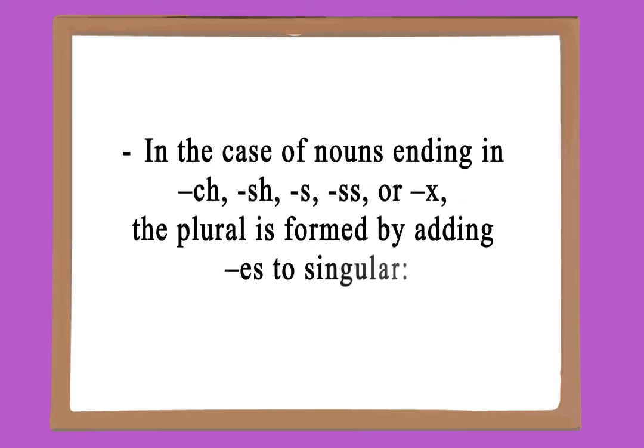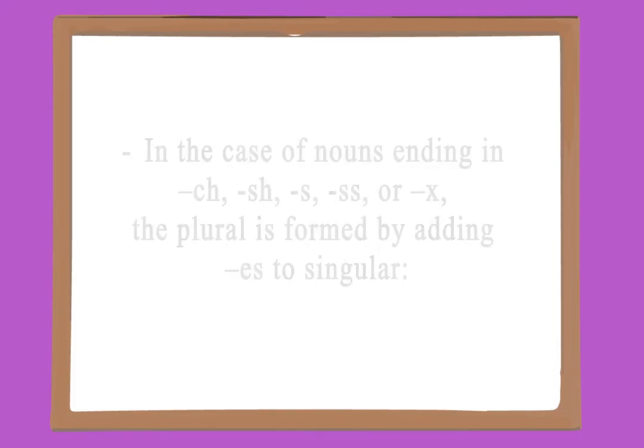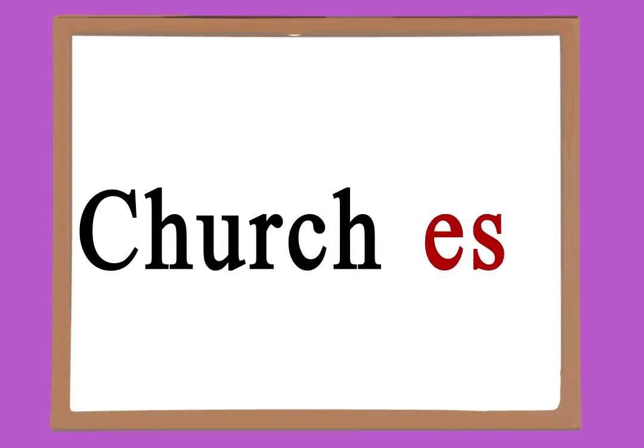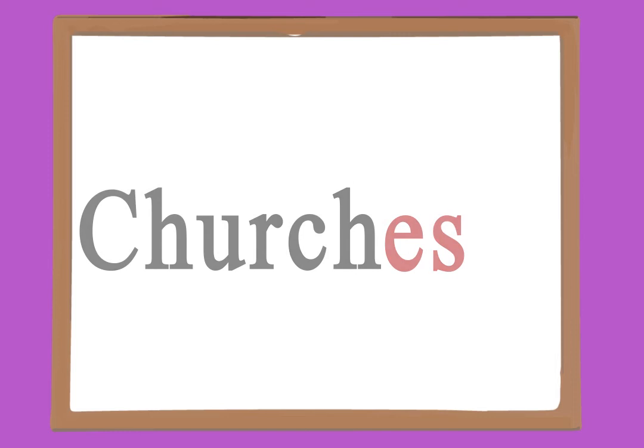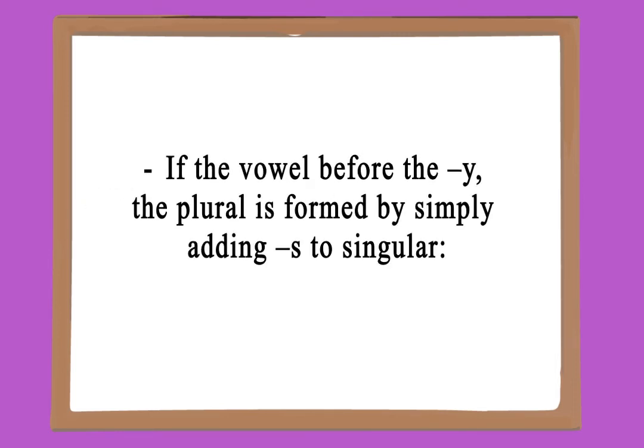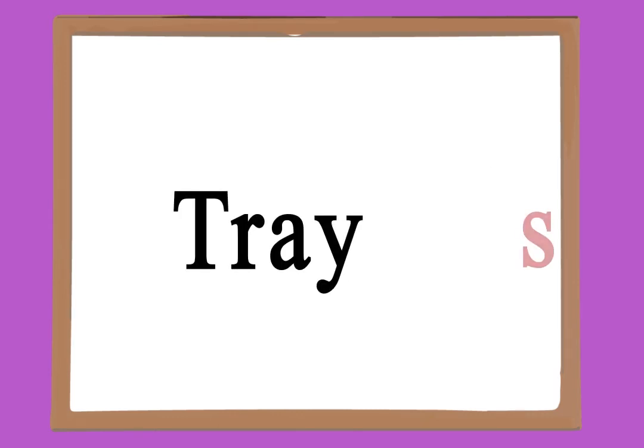In the case of nouns ending in c, h, sh, s, ss, or x, the plural is formed by adding es to the singular. Church, churches. If there is a vowel before the y, the plural is formed by simply adding s to the singular. Tray, trays.